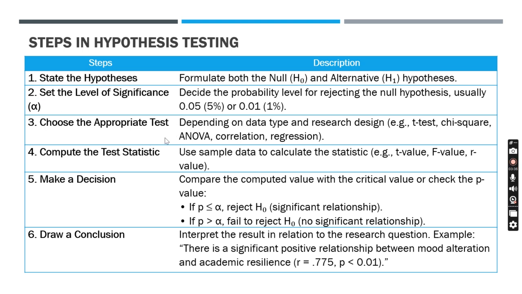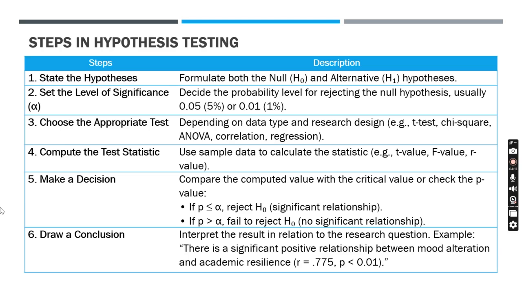The third step, we have to understand what is the appropriate test we are going to use. This depends on the data type and the research design, which we are going to talk about in a later video. The fourth step, we have to compute the test statistic. After you collect the data, you start calculating the different statistics, or use the equations to calculate the level of significance.